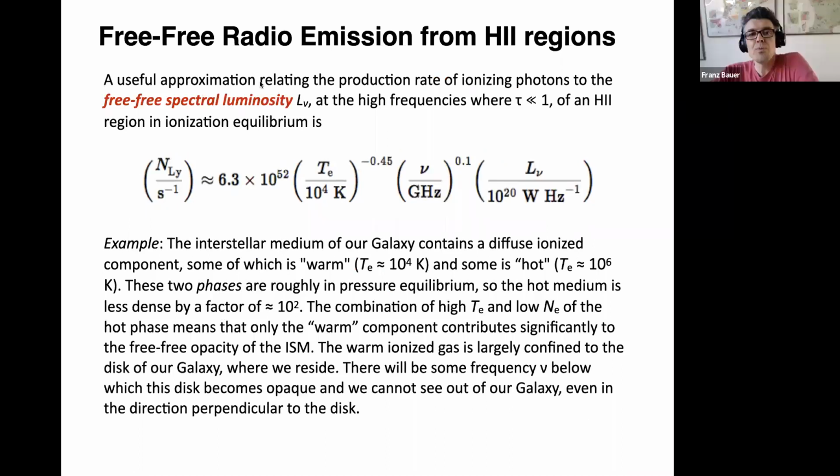We can turn this into a production rate of ionizing photons. Sometimes we call this the free-free spectral luminosity, where we measure this at high frequencies, so tau much less than 1. This sort of equality will hold. So we have the number of ionizing photons equals this value, which we've calculated out, and some luminosity that we measure in the radio, at some frequency for some given temperature. And so we could plug in some typical values here.